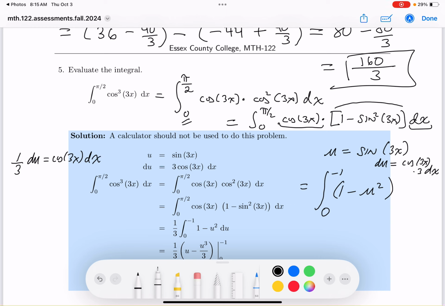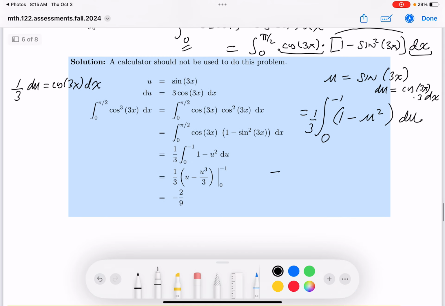So I got that now. What's that going to be? 1/3 of a du, right? So things are working out pretty nice. I'm going to put this down now. So it's 1/3. Antiderivative of 1 would be u, and then I'm going to get minus u cubed over 3. The limits of integration go from 0 to minus 1.